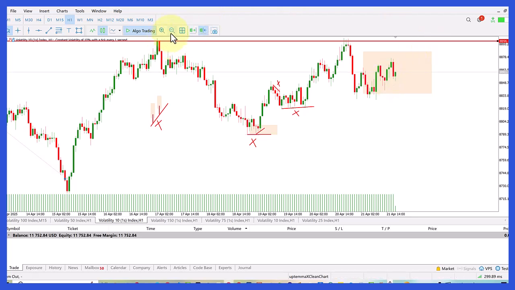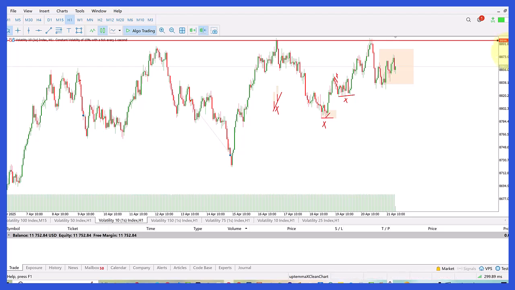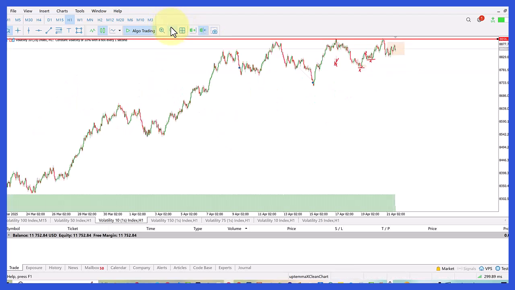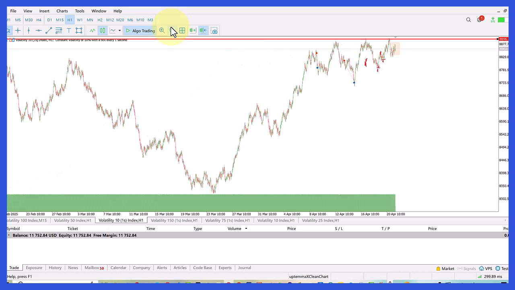Another reason a reason why the market price might not come downwards is that, let me show you. You might probably zoom upwards. You might probably zoom like this, and then you check.